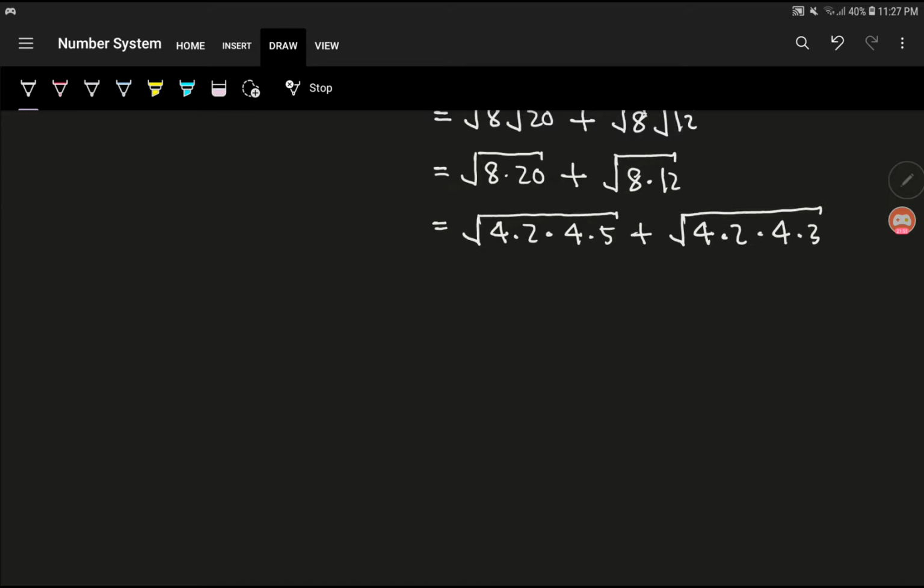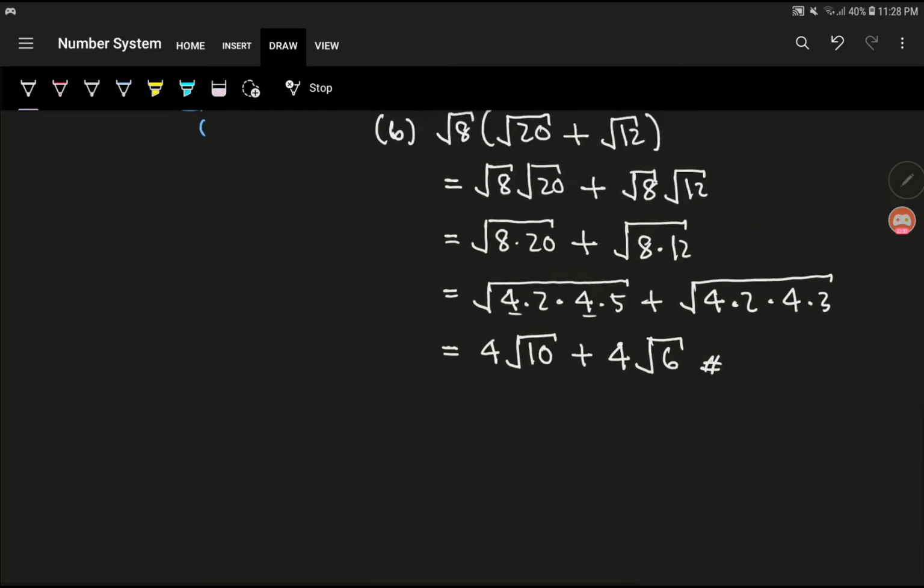Okay, so what we have here is 4 multiply 4 is 16. Because 4 and 4 are perfect squares, we can simplify it. For the rest of the numbers that are not perfect squares, we leave them under the surd. So 4 surd 10 plus 4 surd 6.